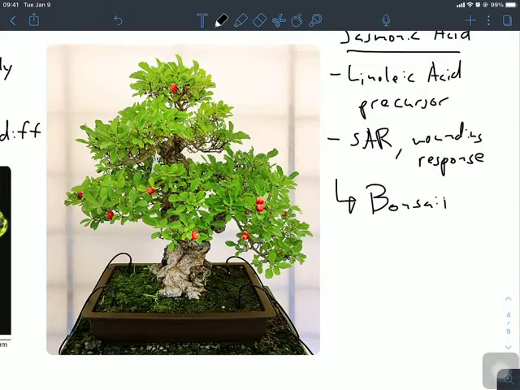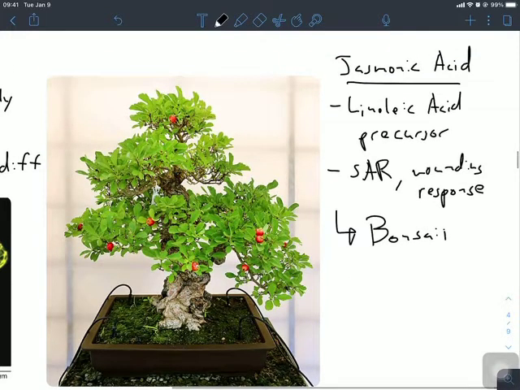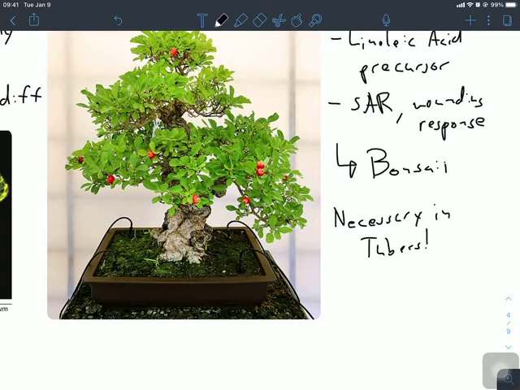Now, jasmonic acid isn't only involved in this wounding response, it's also necessary in tuber formation. So it has a different role in roots. And it's involved in abiotic stress as well, meaning stresses that are associated with mineral deficiencies or water.